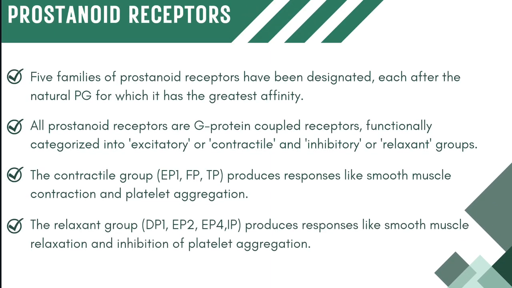Next, we will discuss about the prostanoid receptors. So, prostaglandins have their certain receptors located on cell membrane. They have found about 5 types of these receptors on the basis of the affinity they have for the respective prostaglandin. All of them are G protein coupled and we categorize them into excitatory or inhibitory groups. The excitatory or contractile group produces responses like smooth muscle contraction and platelet aggregation. The inhibitory or relaxant group produces responses like smooth muscle relaxation and inhibition of platelet aggregation.